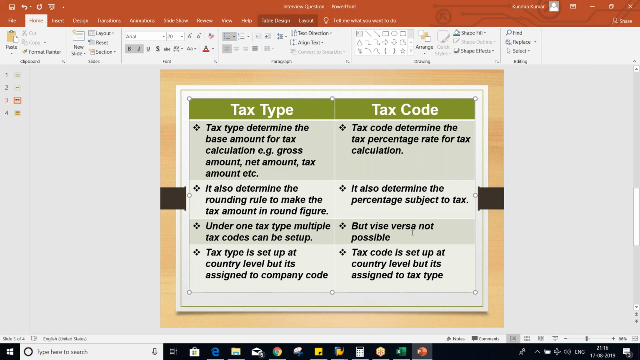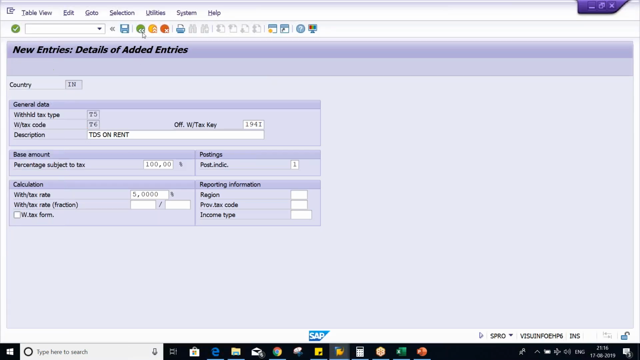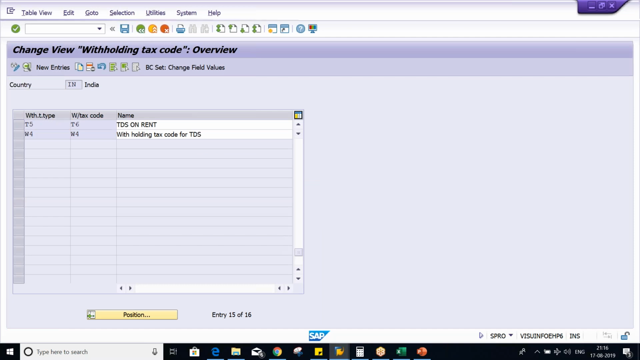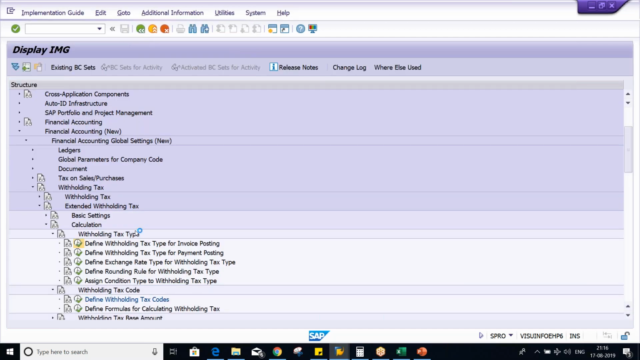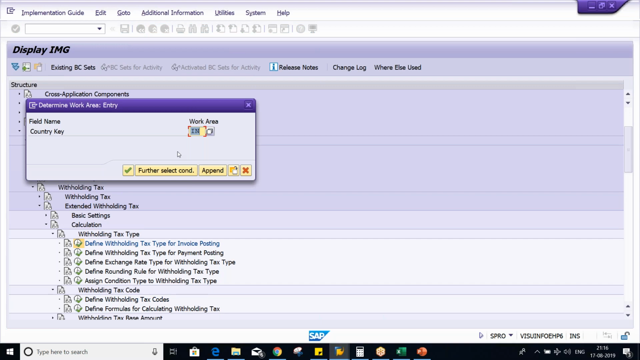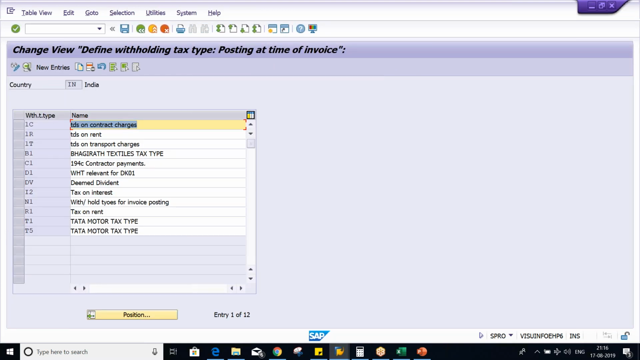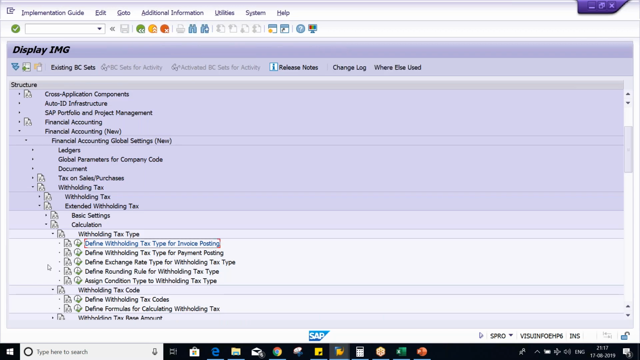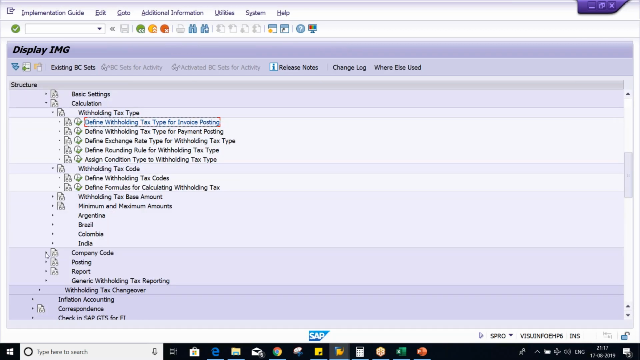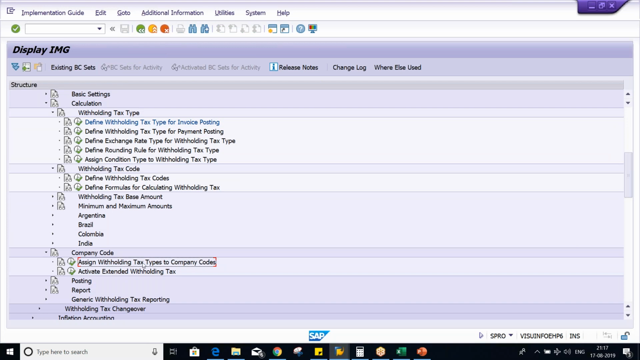Now the last one, the fourth one: tax type is set up at country level but assigned to company code. I'll tell you guys, whenever you are going to set up a tax type, it is always going to be set up at country level. Keep that in mind. Here if you click on define withholding tax, the system first asks for the country key. It means it is set up at country level only. But even if you look at the further configurations, we have here assign withholding tax type to company code, right?